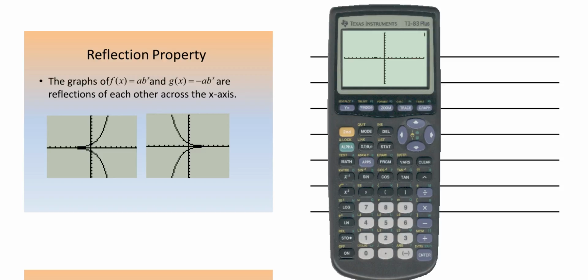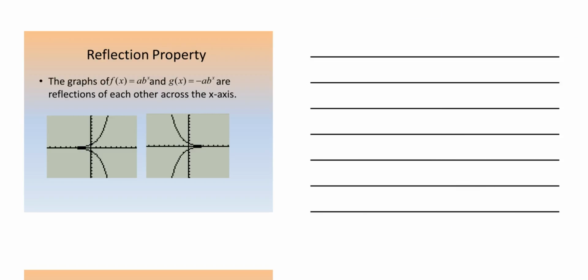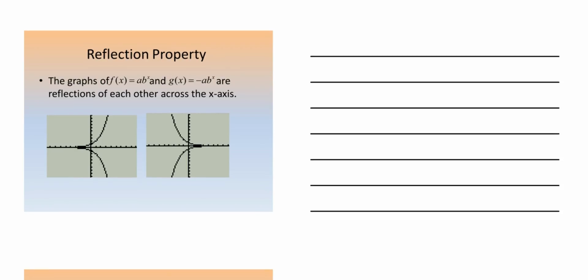There's my first graph coming up, and then the reflection of it coming up as well. There it is. There's my reflection. So that way you can see there's really 2 graphs in one there. One has a positive a value, one has a negative a value. Be aware of that.